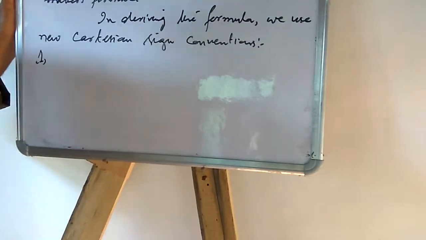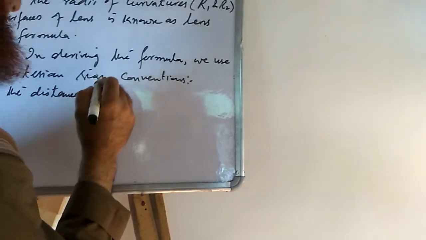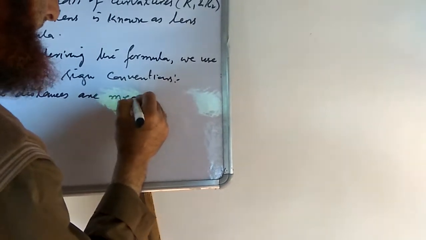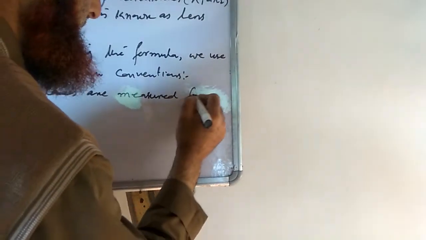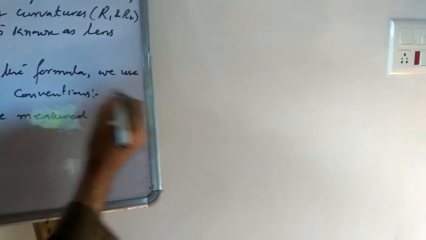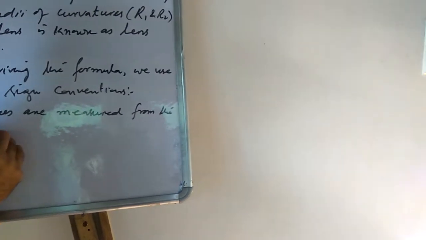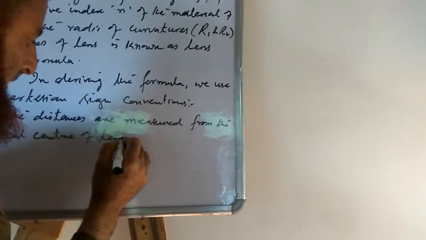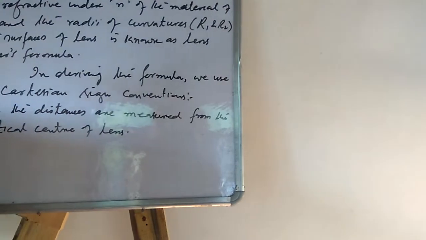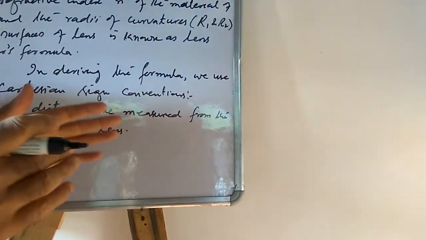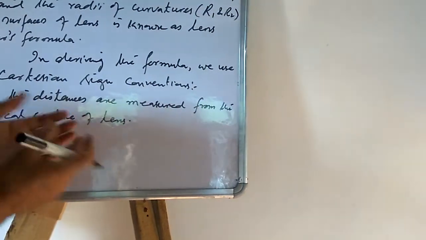Number one, all the distances are measured from the optical center of the lens. That means all distances are measured from the optical center of the lens.